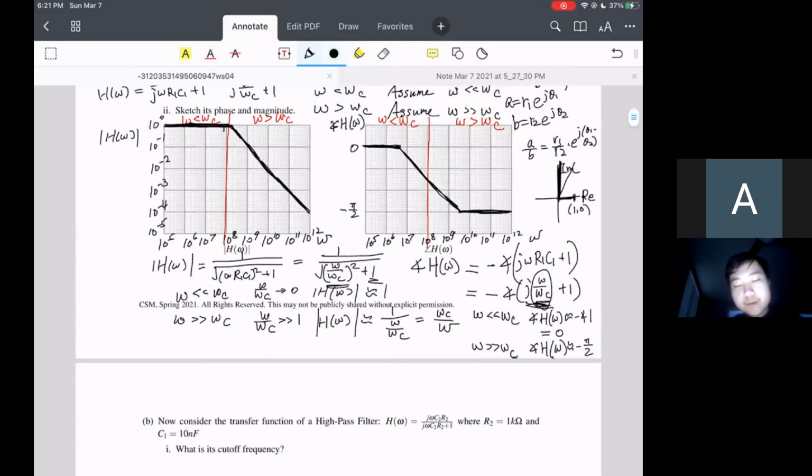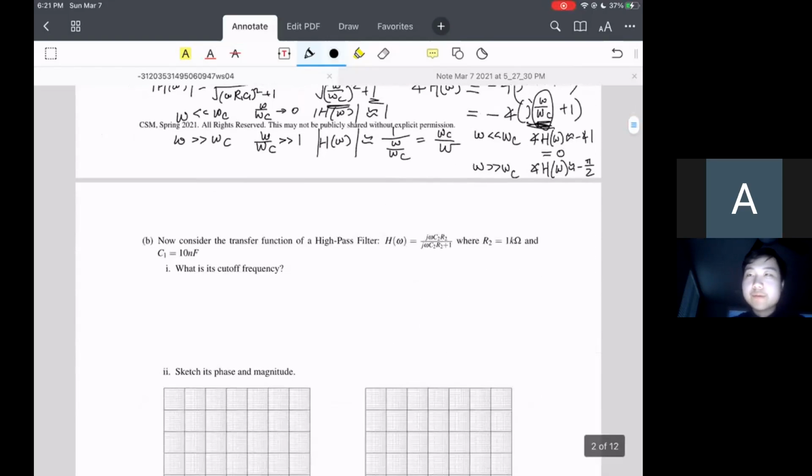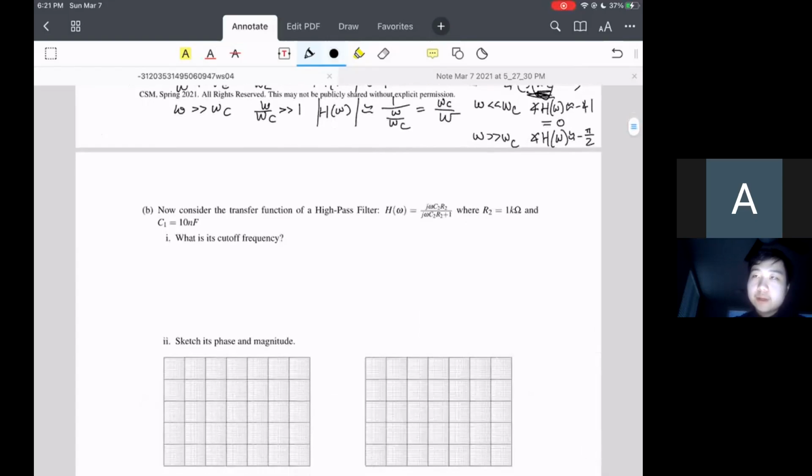All right, so that pretty much concludes our walkthrough for the first part of this question where we considered a low-pass filter. And now off to part B, we now consider the transfer function of a high-pass filter. The transfer function is then H of omega being equal to j omega C2 R2 over j omega C2 R2 plus 1, where R2 is 1 kilo ohm and C1 is actually C2 is equal to 10 nanofarads.